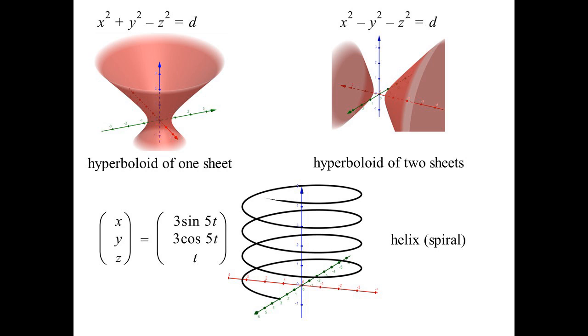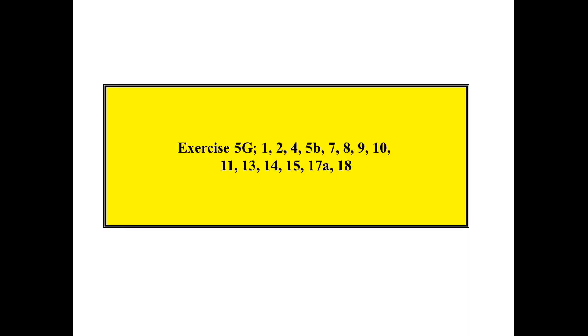You get the helix, or a spiral. So you get that one there is 3 sine 5t, 3 cos 5t, and t for the parameters. And it just spirals up. I say, we don't actually need to know those. I just thought it was interesting. 5G will finish off our little topic.